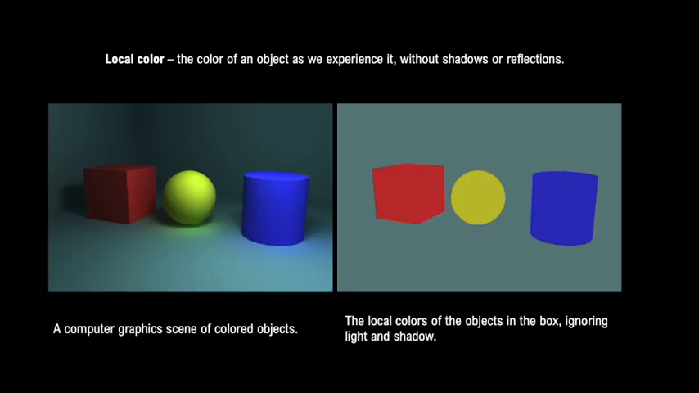Local color. You might hear this in a painting class. Local color means the color of an object as we experience it, without shadows or reflection. Now, here's a computer graphic scene of colored objects. These are the local colors of the objects in the box, ignoring those lights and shadows.